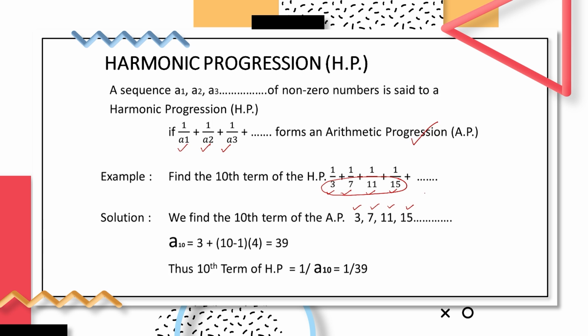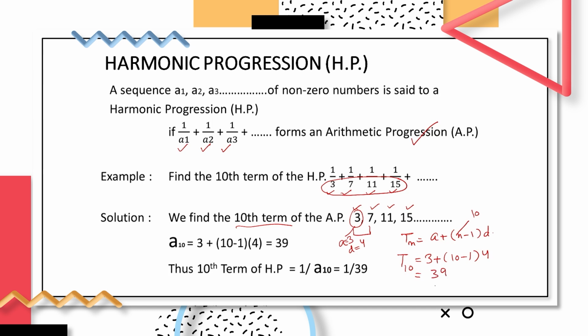And we know that the nth term Tn in an arithmetic progression is a plus n minus 1 into d. This is the normal formula. Now a, the first term, is 3, the common difference is 4, so d is equal to 4, a is equal to 3, and for the 10th term, n is equal to 10. So substituting these values, T10 will turn out to be 3 plus 10 minus 1 into 4, and that is nothing but 39.